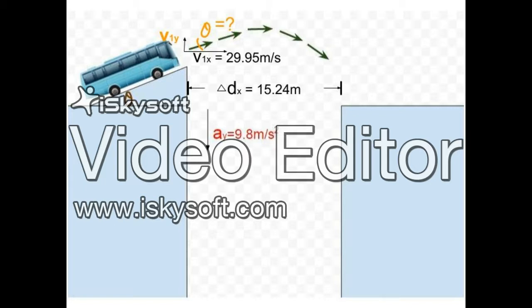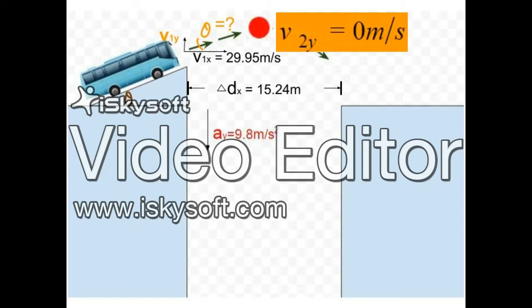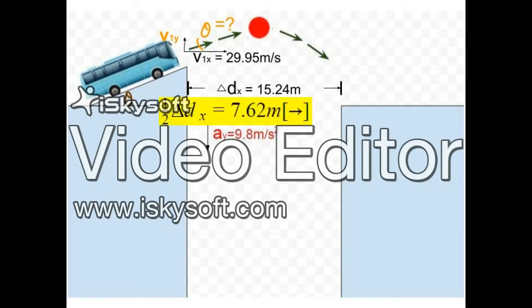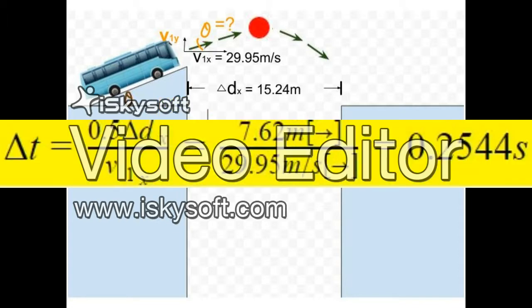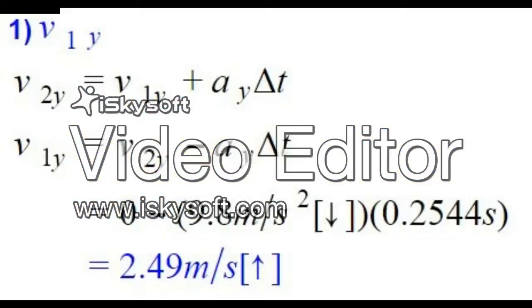Notice that when the bus reaches the highest point, the velocity in the y direction will be 0, and the displacement will be half of delta dx. Using that information, we can calculate delta t at the highest point. Then use the equation v2y equals v1y plus ay delta t. We can find the initial velocity of the bus in the y direction.